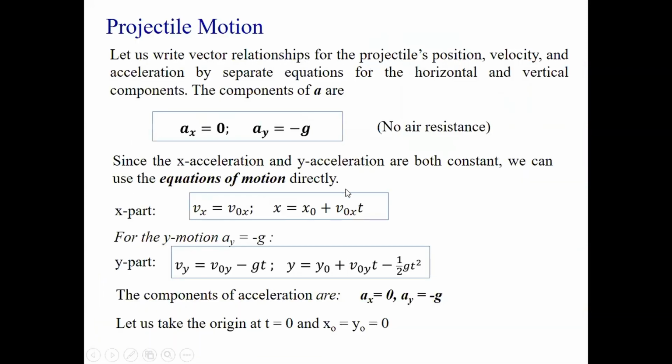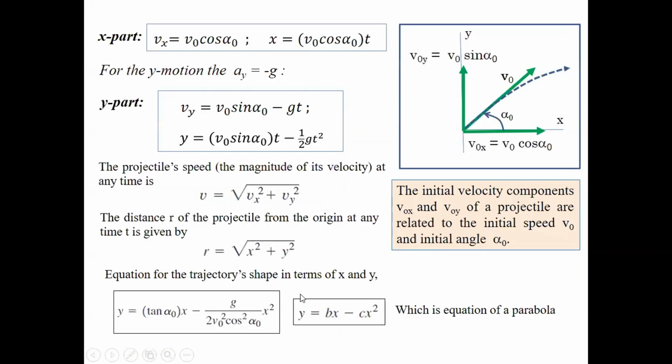This is the slide in which I have shown the x part of velocity and the y part of the velocity. If the initial position values are 0, x is equal to v naught x times t, and y is equal to v naught y times t minus half g t square. And that's what we are going to use.